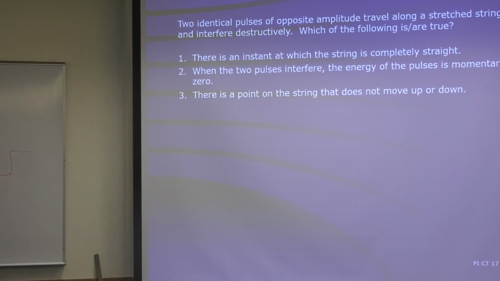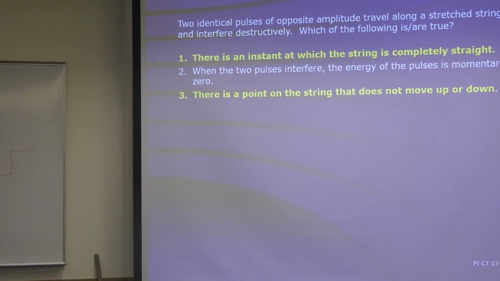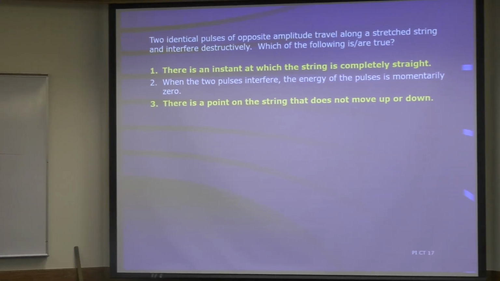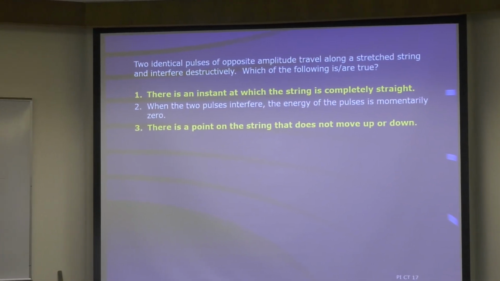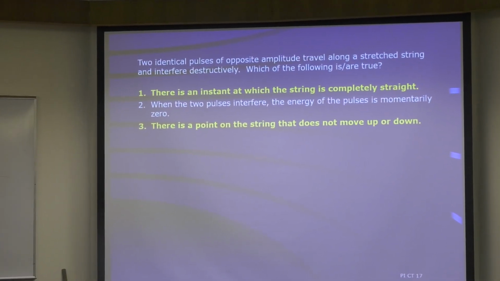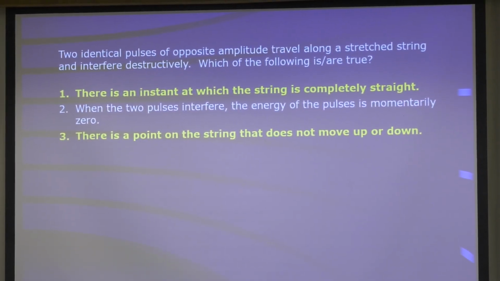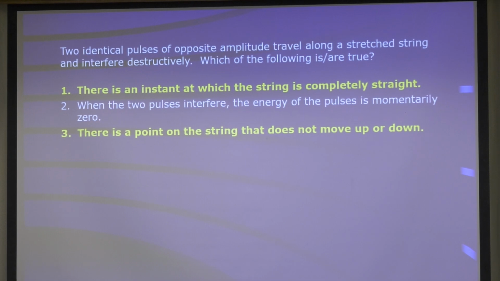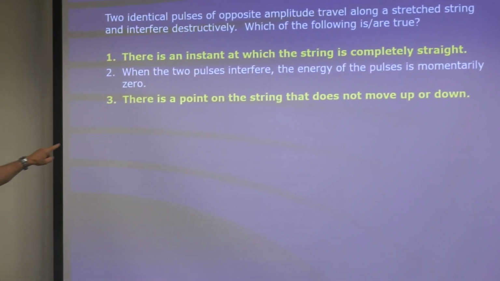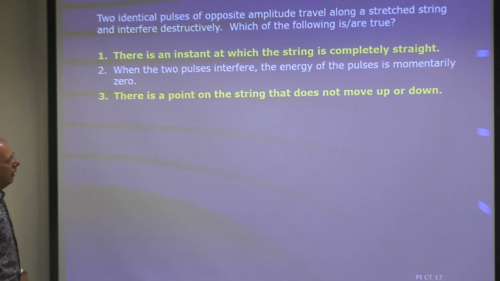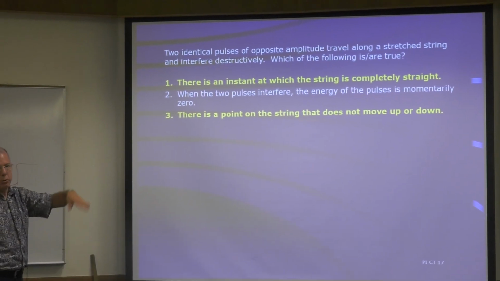Okay, let's answer it. Two answers that are correct. All right, so if they're going to interfere destructively, there's going to be a place where the string is completely straight. And I showed you some pictures of that already. Now, all right, so that means that there's a point of the string that does not move up or down, and I showed you that earlier.